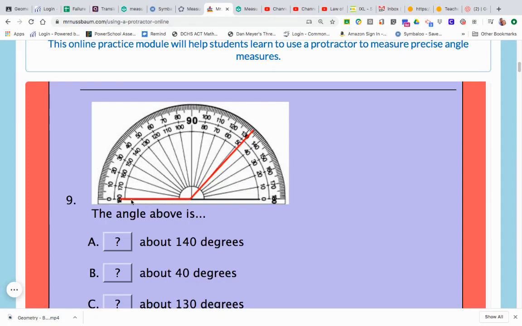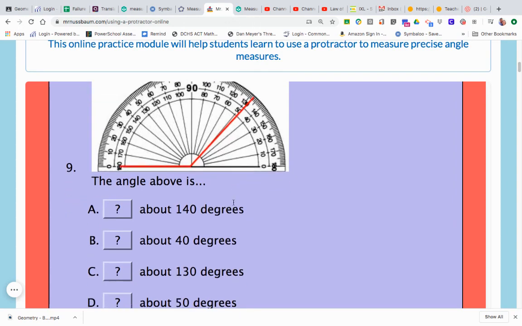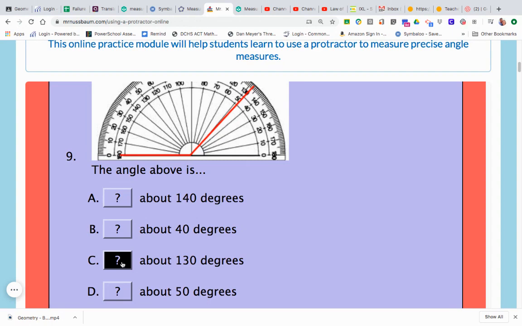This one, initial side, top numbers, runs through 0 there. So that's about 120, 132. It says about 130. We're going to go with that one.